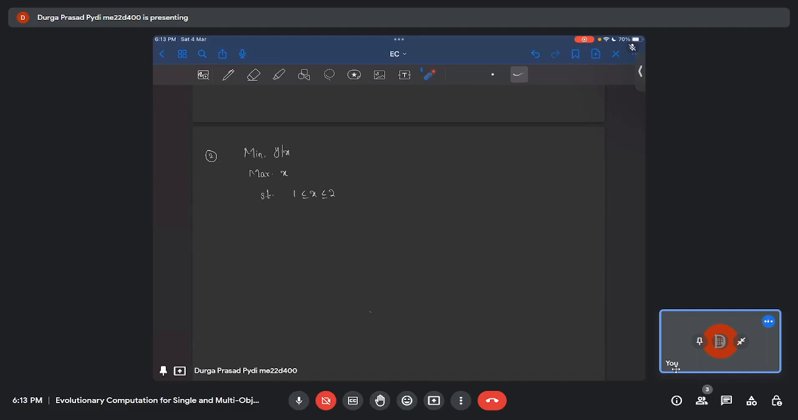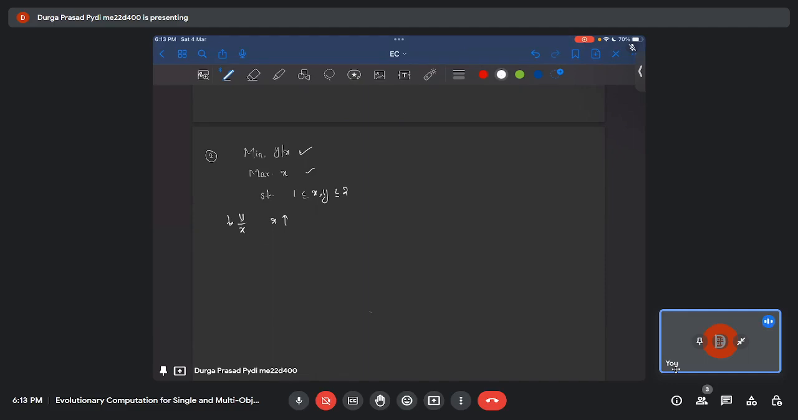Suppose you have some function, something like minimize y by x, and at the same time you also have to maximize x. So here you have 2 different objectives. One is to minimize y by x and the second is to maximize x, and you have some variable bounds. In our particular case, both x and y range between 1 and 2. As you can see here, you do not have any problem as such. If you want to minimize y by x and maximize x, then you essentially have only one solution.